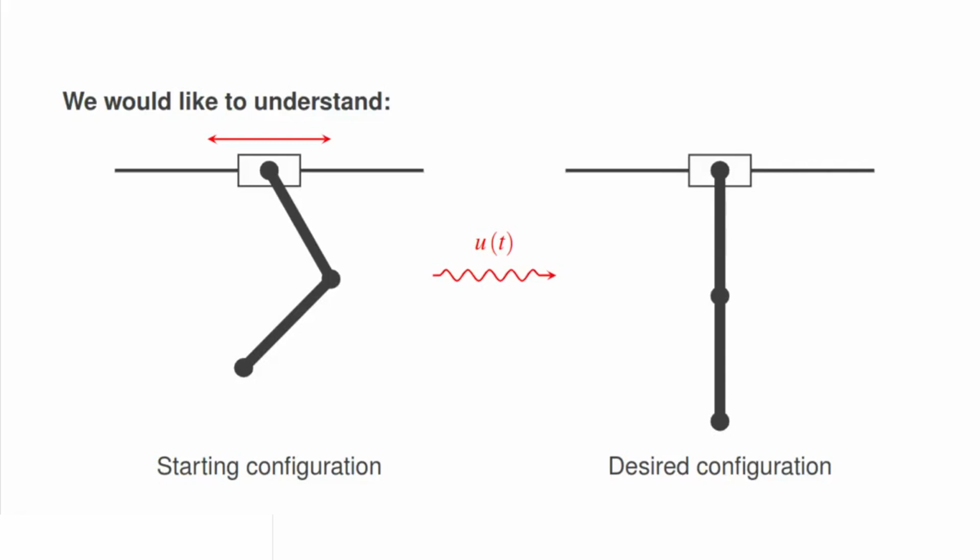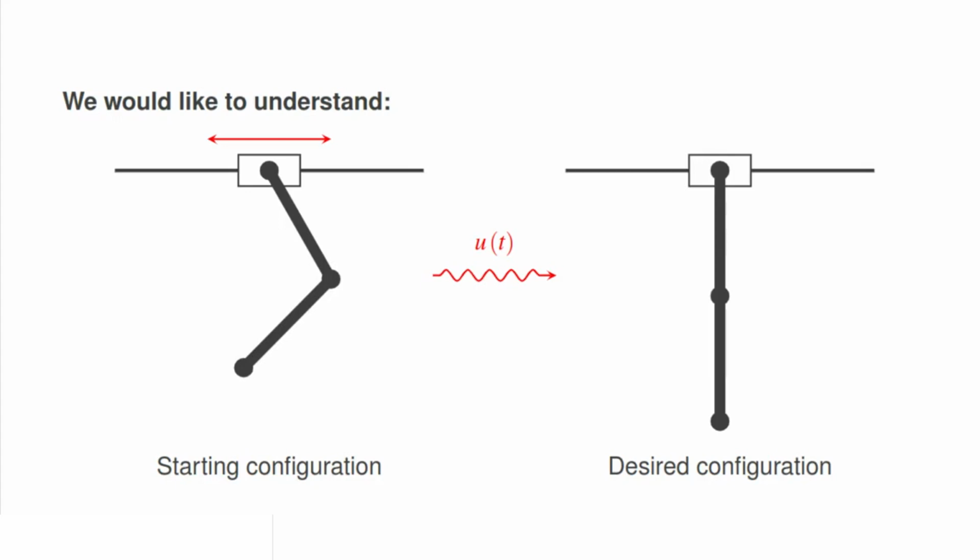If we just release the pendulum from the starting configuration on the left, it would start to oscillate from side to side in quite an unpredictable way, and maybe eventually it would reach the downward configuration illustrated on the right, but nobody's got time for that. How, by interacting with the system, could we make this happen faster?